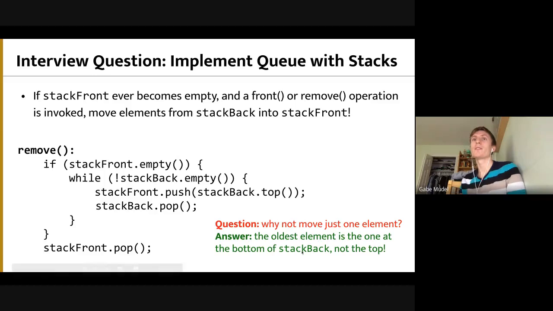And then the oldest element is the one at the bottom of the stack. So my bad. We move not just one element, not just because of efficiency, it's because of correctness. Sorry about that. The oldest element is at the bottom. So if we move just one element, we're getting the top, which is not the front of the queue. It's just some random element in the queue. Actually, it's the back of the queue, right? So we want the top, so we have to move everything over.